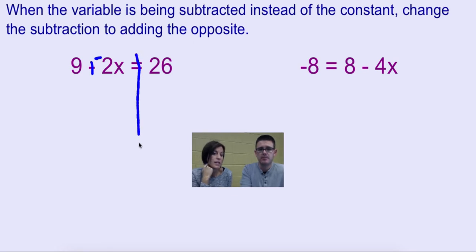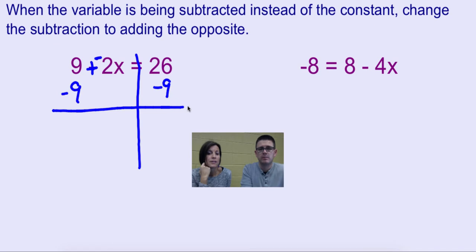First thing we want to do: that's a negative 2x plus 9. To get the 9 on the other side, we have to subtract 9 from both sides. Simplifying it, we are now going to bring down the negative 2x. Simplifying on the right, 26 minus 9 is going to give us an ugly 17.